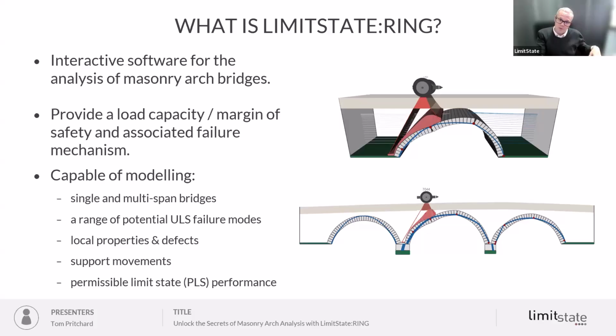The main outputs of the software are the load capacity, or adequacy factor as we call it, of the arch and the associated failure mechanism, which can involve hinging, crushing, sliding, or some combination of all three of those. Beyond the standard ULS analysis, Ring can also account for support movements, which we'll come back to later, and more recent versions also allow for what's called a permissible limit state analysis, following the approach to service loading described in CIRIA Guide C800.